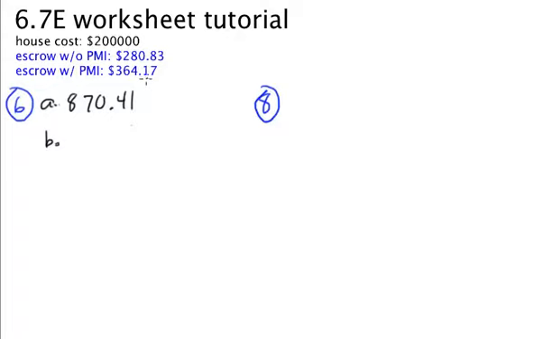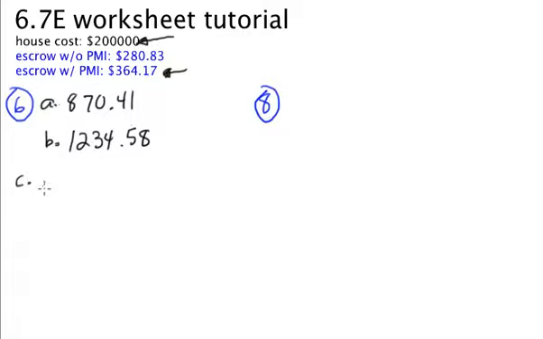And then for B, you just need to add to that your escrow with PMI. You're not doing a down payment. So we'll add to that $364.17. As a reminder, if you're just starting on this video, your numbers would be different if you didn't choose the same amount of house I chose. My amount of house was $200,000, and so this is what you would get if you chose a $200,000 house. But you would just find the simple calculations.